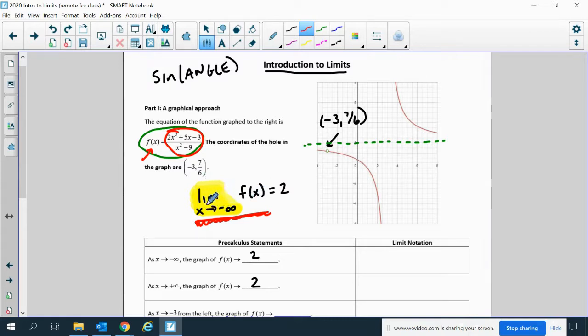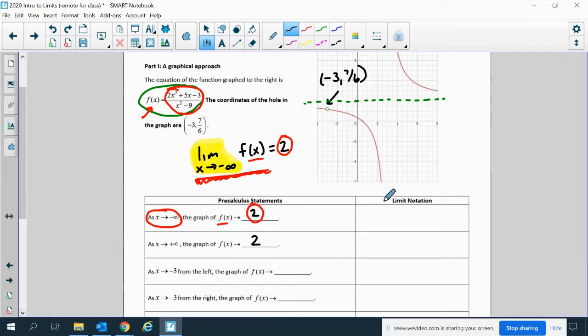And so it's limit, and then it's as x approaches something. So basically we're going to copy this, and then f(x), whatever we're looking at, goes here, and whatever the y values approach goes here. So the limit as x approaches negative infinity of f(x) is 2. Likewise, the limit as x approaches positive infinity of f(x) is 2.